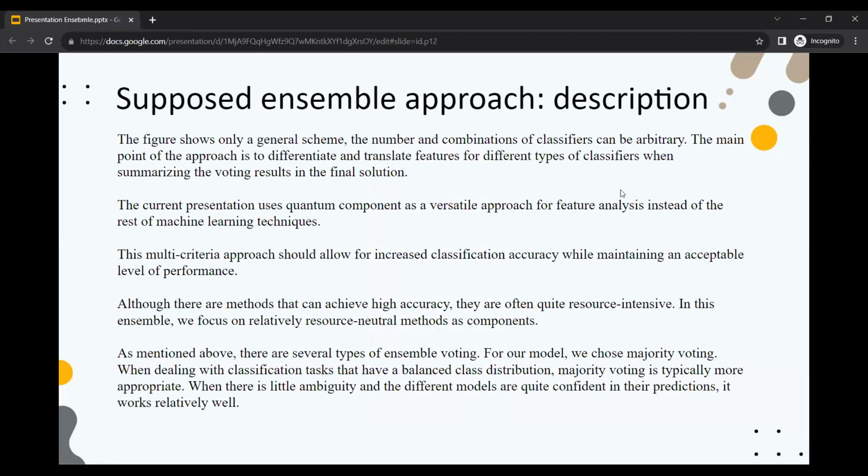So this figure shows only a general scheme. The number and combinations can be arbitrary. Also, this multi-criteria approach should allow for increased classification accuracy, while maintaining an acceptable level of performance. Although there are methods that can achieve high accuracy, they are often quite resource intensive. But in this ensemble, we focus on relatively resource-neutral methods as components.